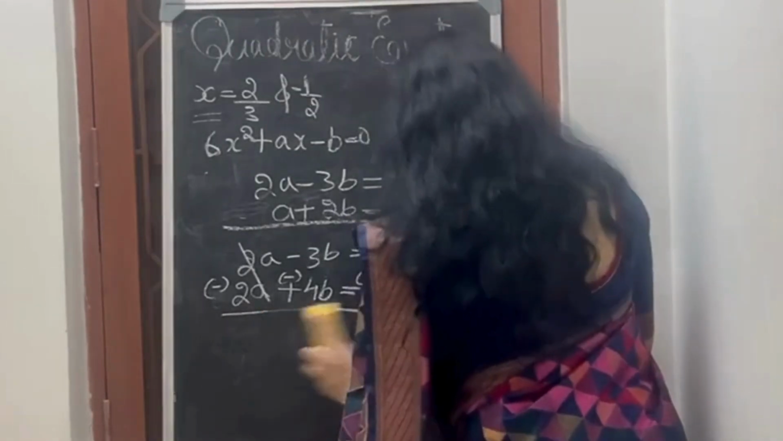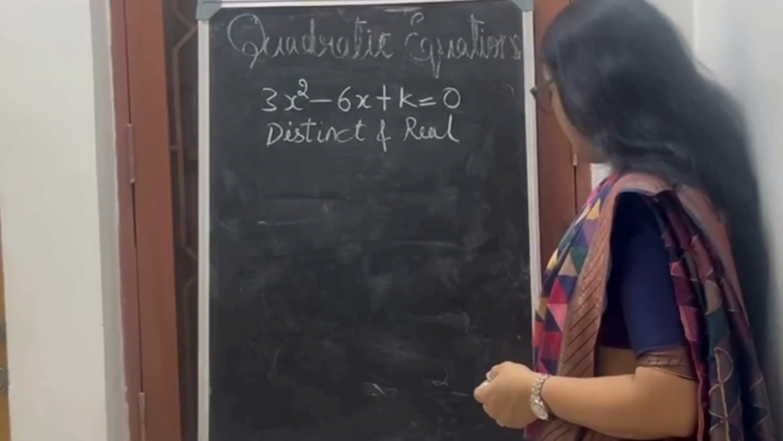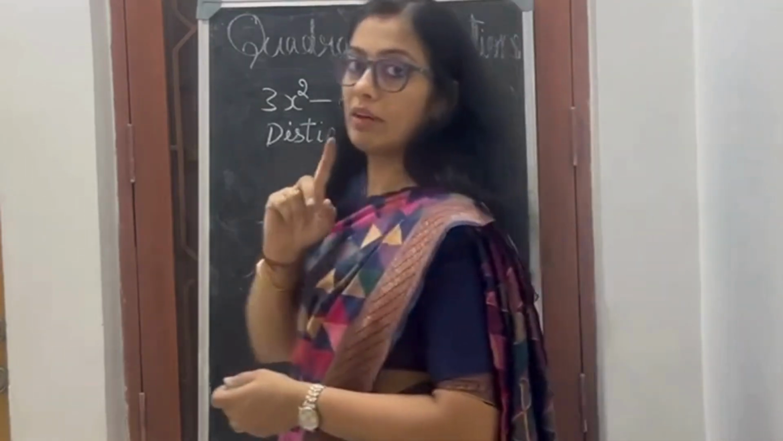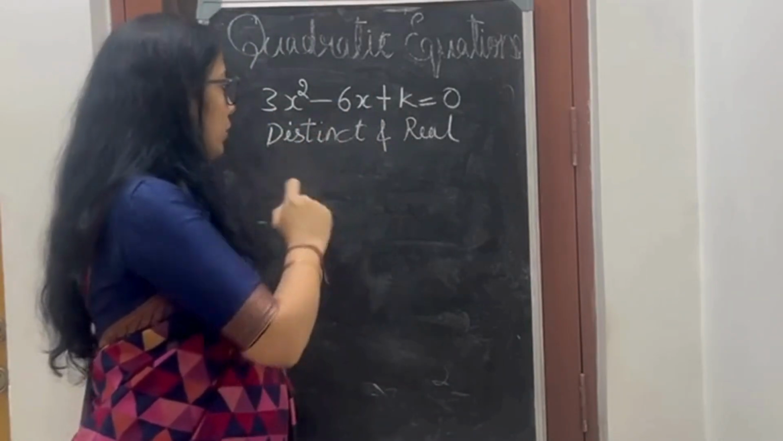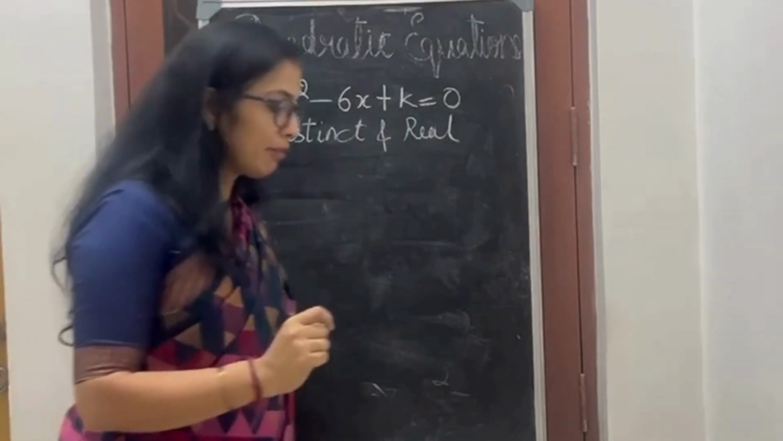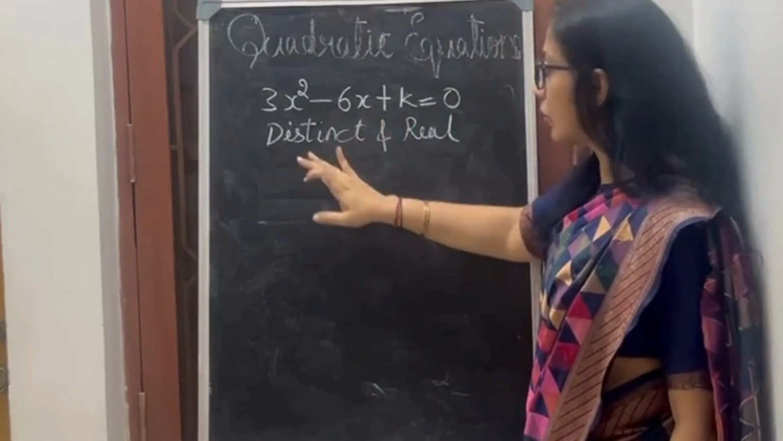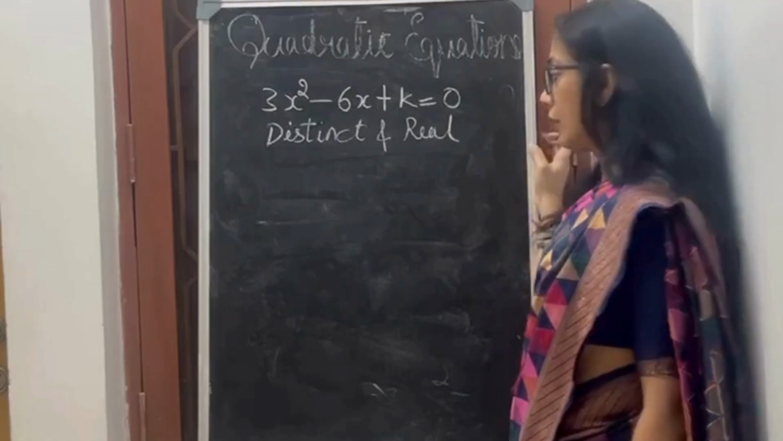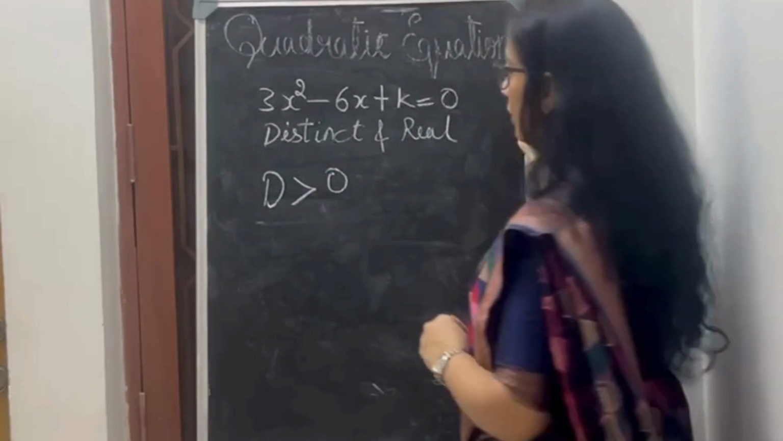Now we'll do the next sum. Here the question says find the value of k. They haven't given you the value of x, but they are asking you to find the value of k. And what else are they telling you? They are telling you that the equation has distinct and real roots. Don't get confused and think, they haven't given the value of x, how will I find k? Nothing to worry about. They have given you extra information. They have told you the roots are distinct and real, which means D is greater than 0.